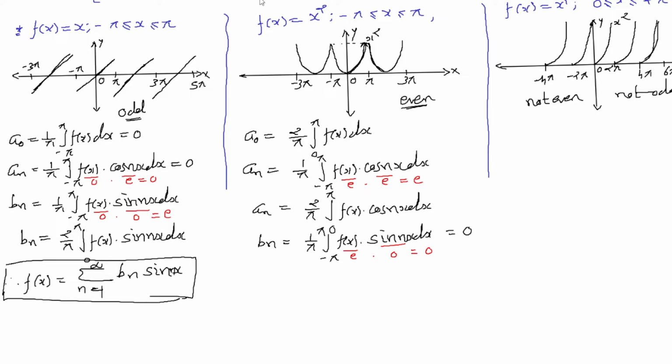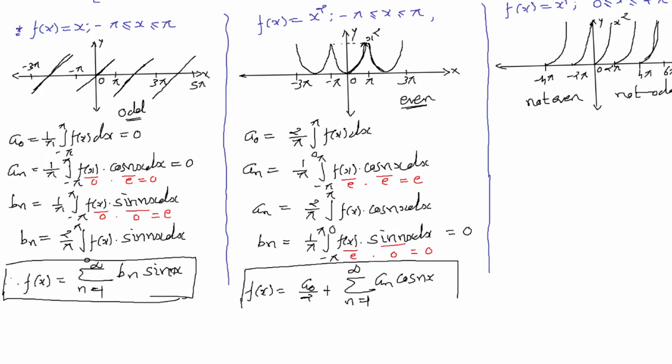Now if we look at the Fourier series, what is f of x? It is a0 divided by 2 plus summation n equal to 1 to infinity an cos nx plus bn into sin nx, but the bn's are 0. So 0 into sin nx is 0.